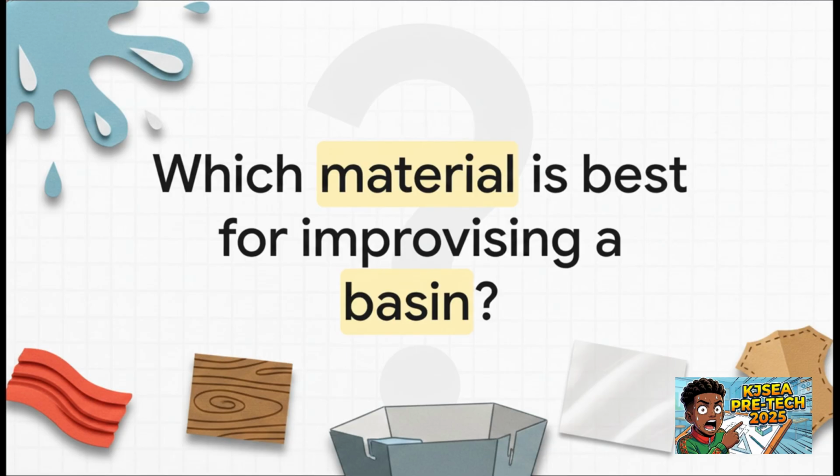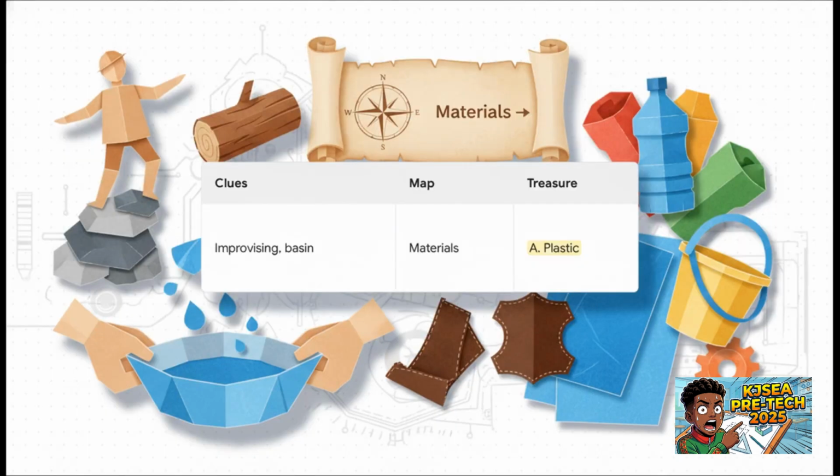Think about the actual job a basin has to do. Our clues here are improvising and basin, and our map is non-metallic materials. Well, if you need to hold water, timber is just going to rot and leather is going to soak right through.